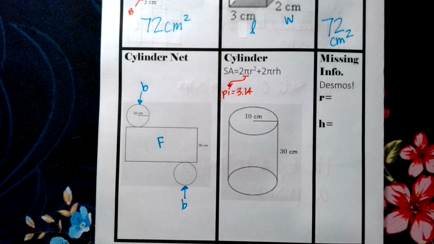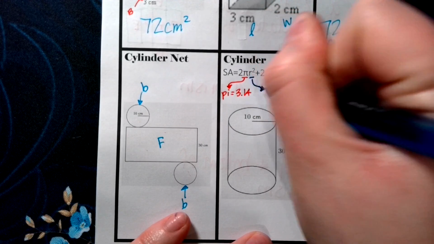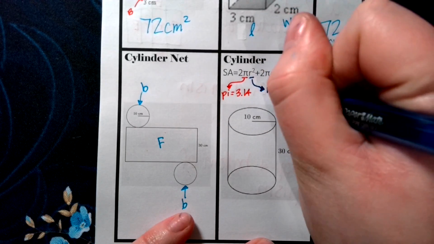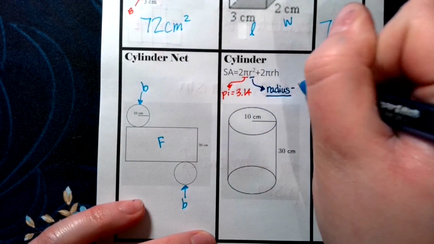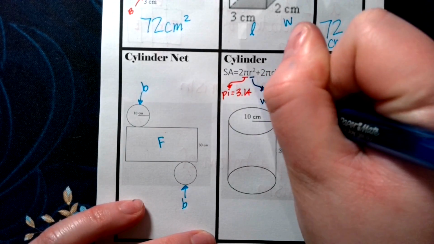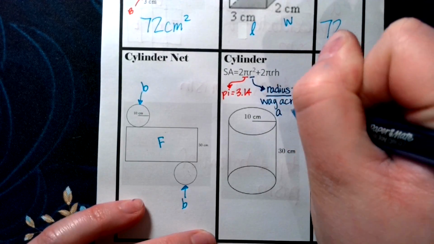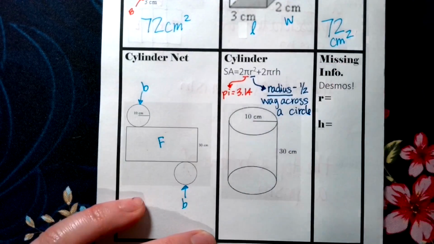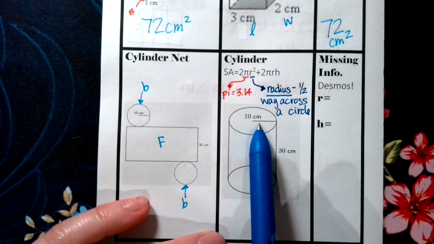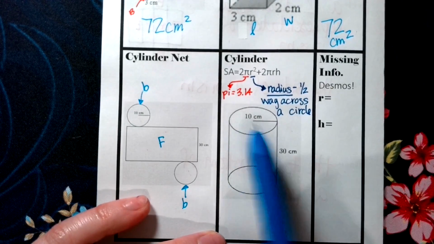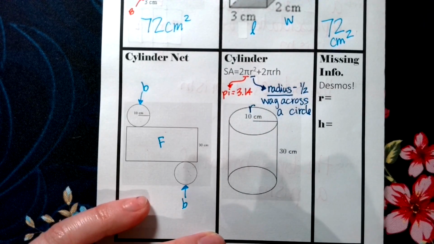Then we have this letter R. The R stands for radius. A radius is halfway across a circle. So this circle here, we see our radius is 10. That's halfway across the circle.